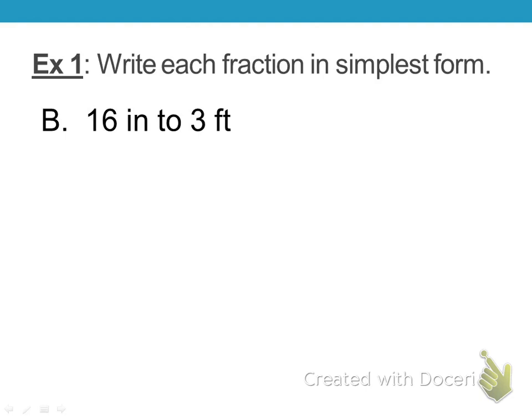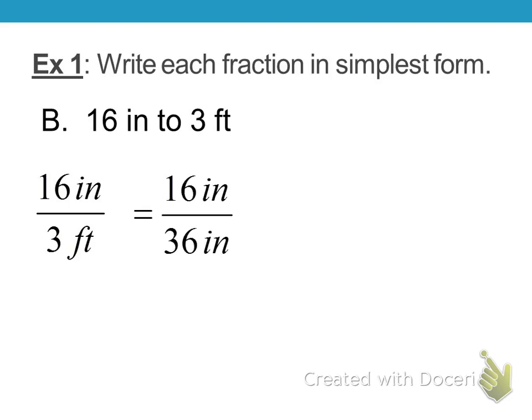All right, here's part B. Now, this one's a little different because one is in inches and one is in feet. But remember, in a ratio, they have to be the same thing. So you can change the inches to feet. You can change the feet to inches. I think the easier one is to change the feet to inches, right? Because there's 12 inches in 1 foot. So you can just multiply the bottom by 12. That changes it from feet to inches. And then now we can reduce.